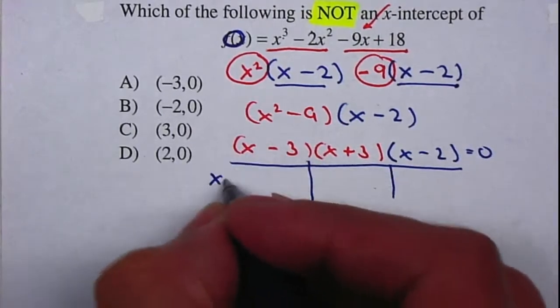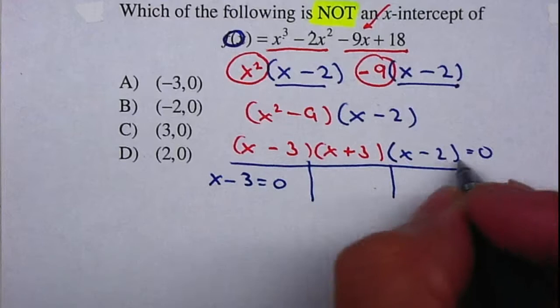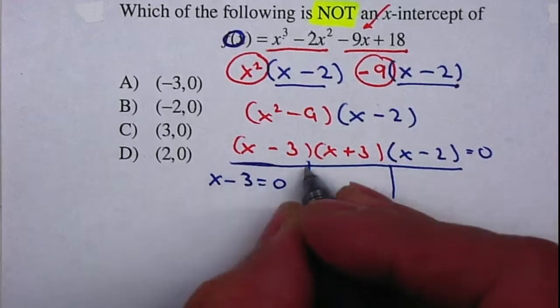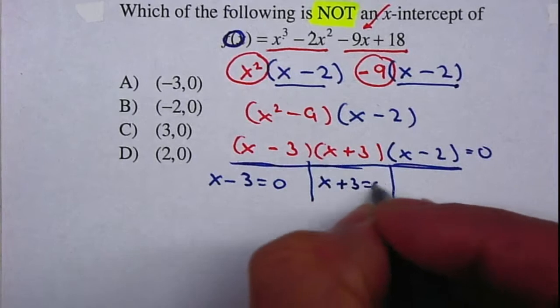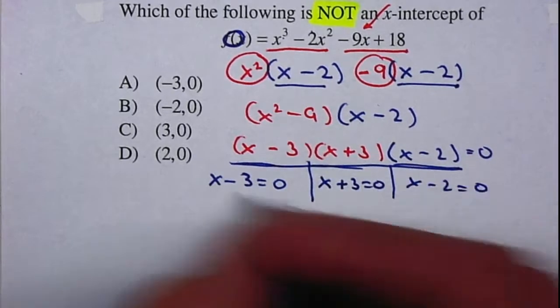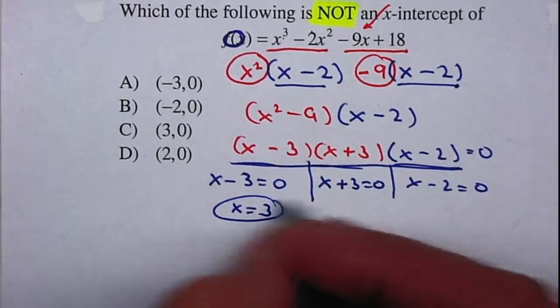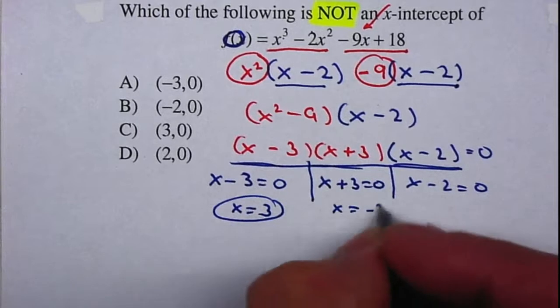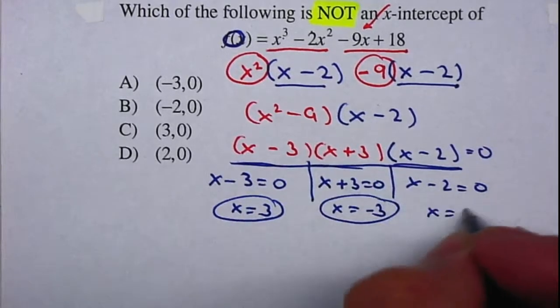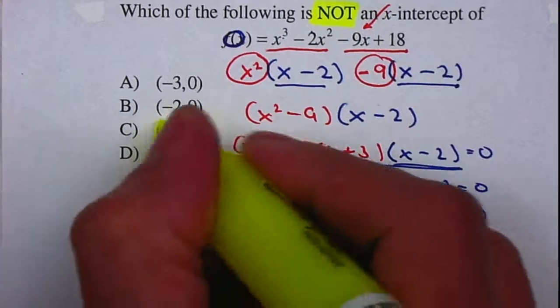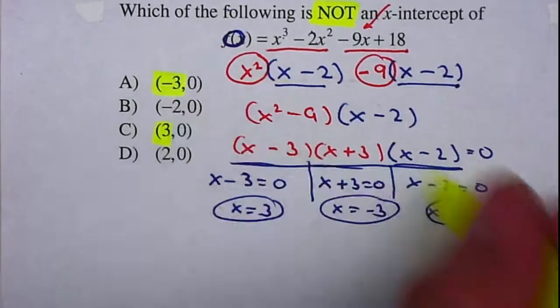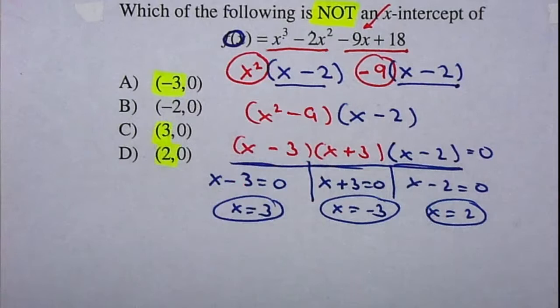So I'll set x minus 3 equal to 0. Remember, my zero product property tells me since they're multiplying and they're equal to 0, I know that at least one of them should be equal to 0. So x equals 3, x equals negative 3, and x equals positive 2. So we have 3 is here, negative 3 is here, and positive 2 is here. Therefore, the only one that's not an x-intercept is letter B.